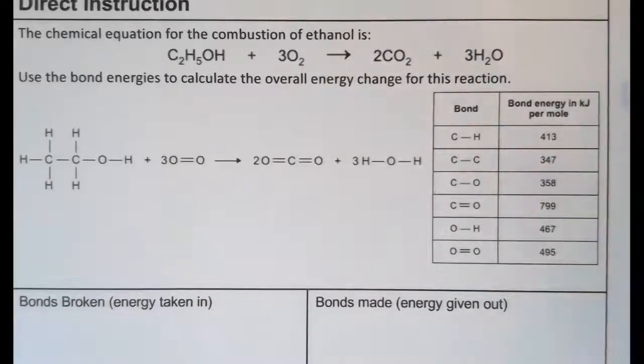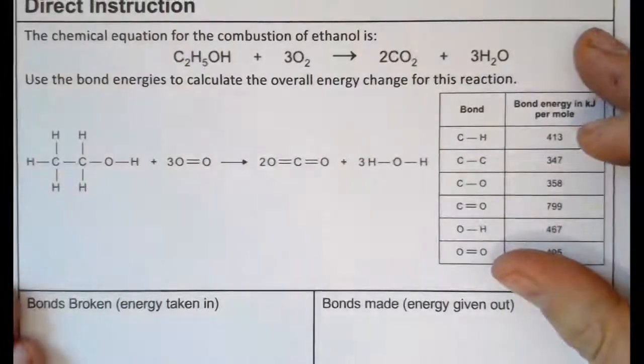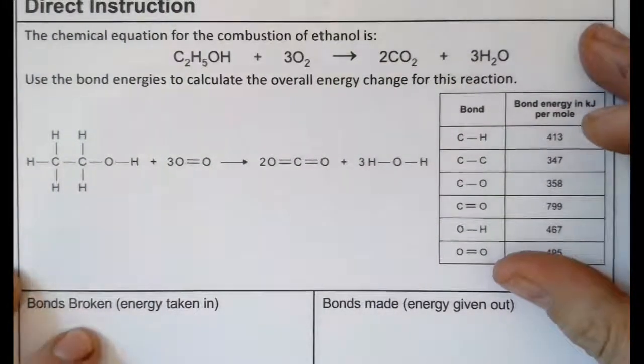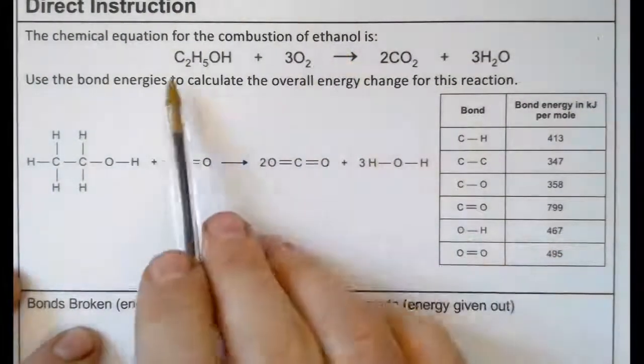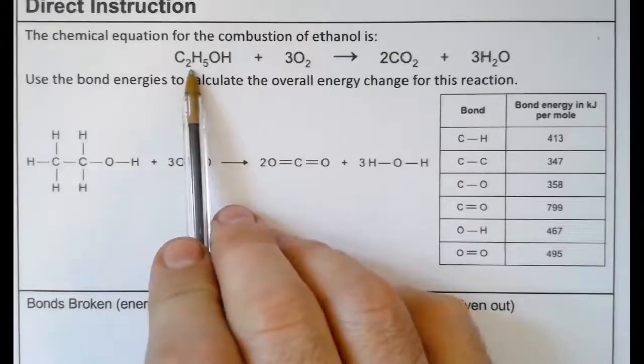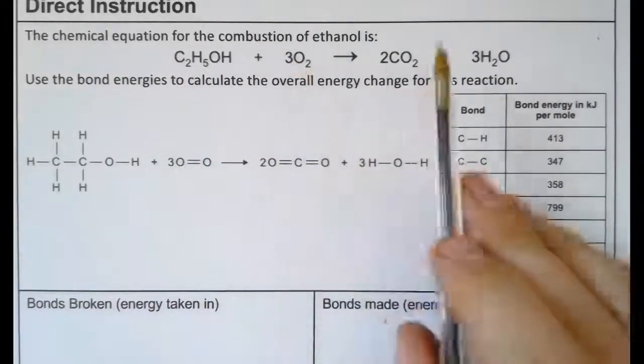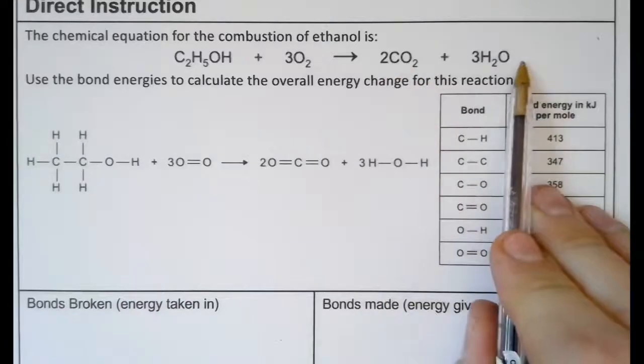Good morning, Year 11. Today we're going to look at how to use bond energies to calculate the energy changes in a reaction. The first equation we're going to start with is the combustion of ethanol. So here we have the formula for ethanol. It reacts with oxygen to form carbon dioxide and water.